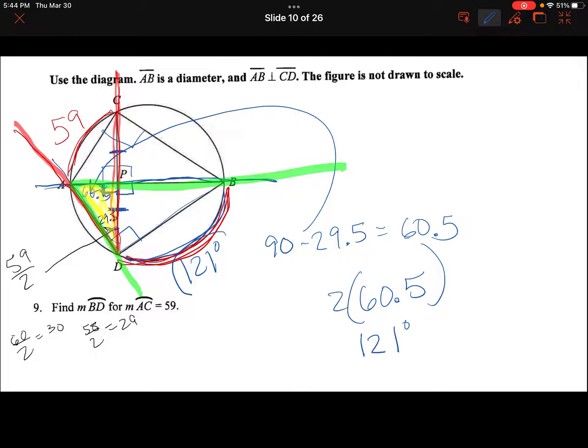121 degrees. Now that was a little much, so make sure that you understand what I did. Feel free to pause it or rewind it if that helps you. And this is on Canvas, so you can always watch it right before the test even.